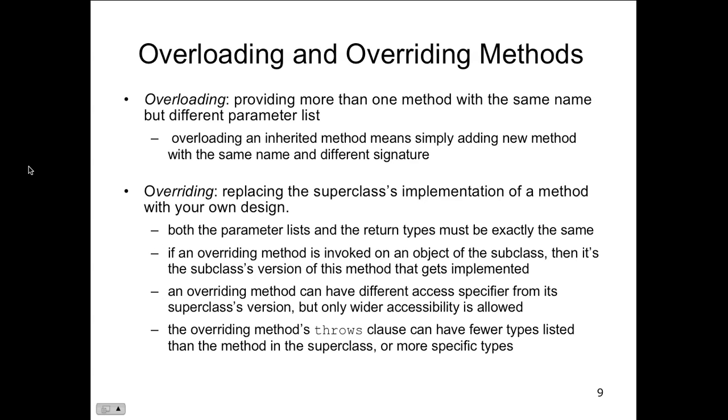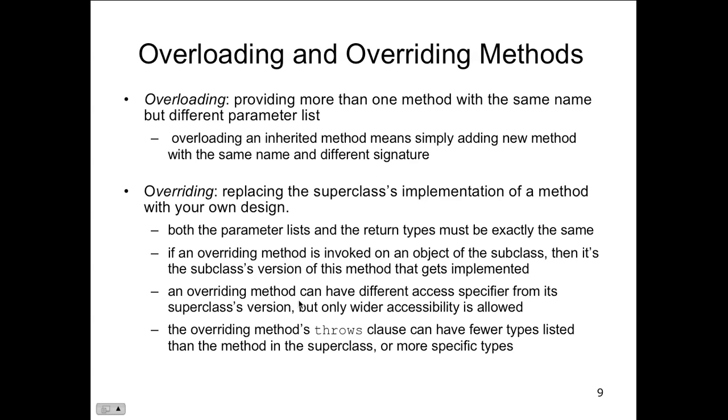So if an overridden method is invoked on an object of the class, then it's the subclass's version of the method that gets implemented. It's backwards. So when you override it, it works backwards. In fact, overloading works in the same direction, but what will happen is it searches from the beginning of the object to the current object to find the method that you're looking for.